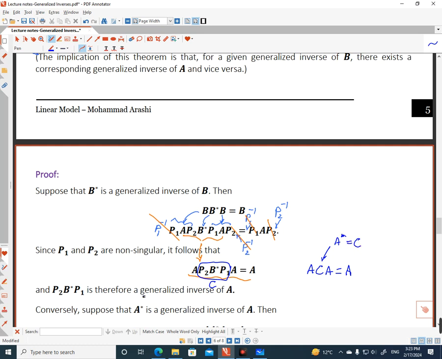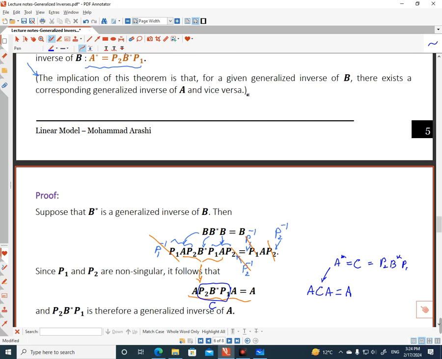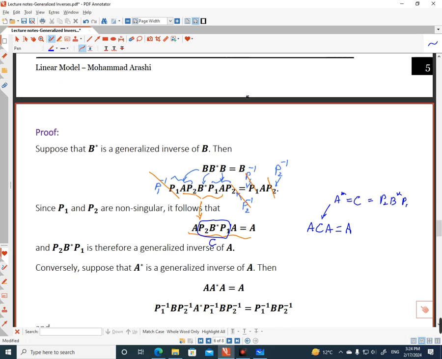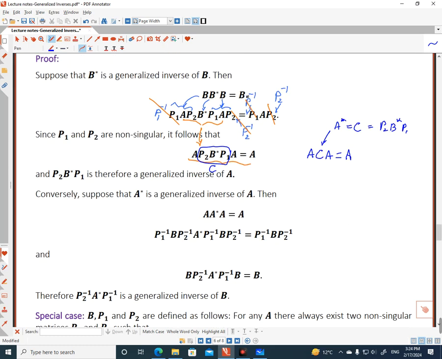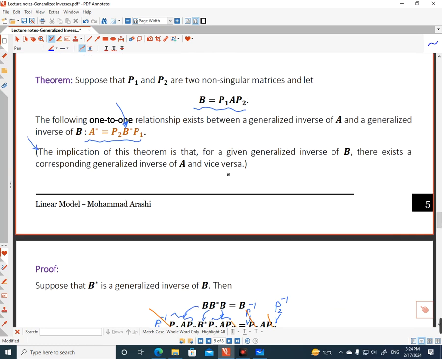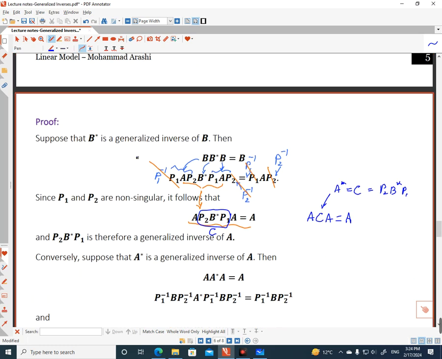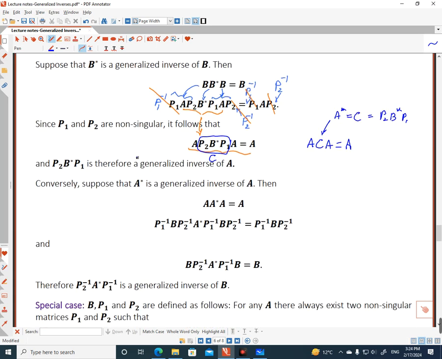Now we write it here. So this is actually the generalized inverse of A, and I can write it based on B star. So you will see the proof is complete. Conversely, suppose that A star is the generalized inverse of A. Once again, there is a relation between B and A given by this equality, and an A star obtained by this formula is the generalized inverse of A.